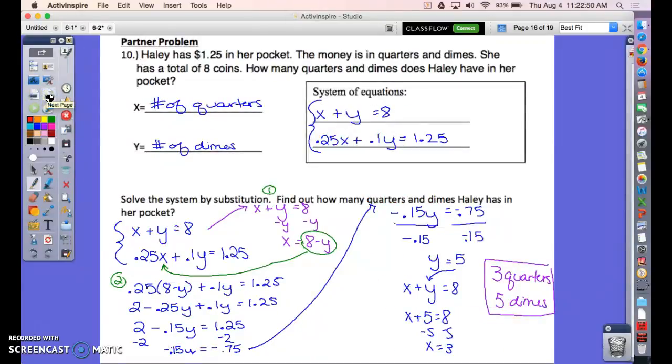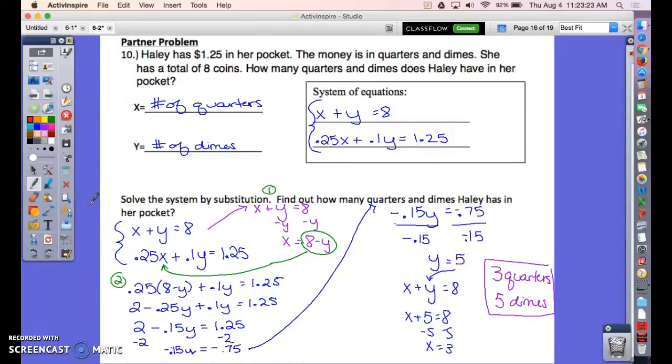Okay, so for problem number 10, your system should involve 2 equations. The first equation here I set up to relate to the number of quarters and dimes. So I know total I have 8 coins. So the first equation represents that. The second equation, all of these numbers relate to how much the amount of money is. So each quarter is worth 25 cents and each dime is worth 10 cents. And when you add the amount together, total, you would get $1.25.